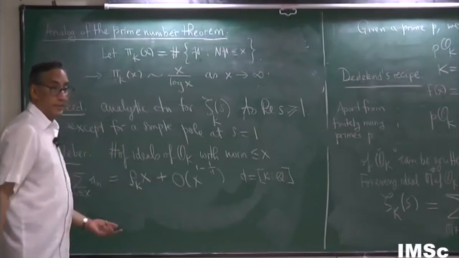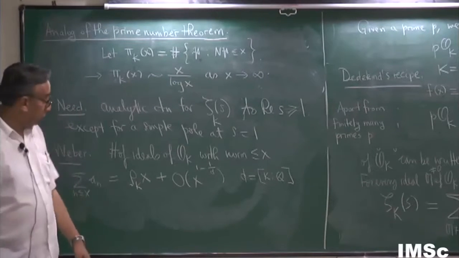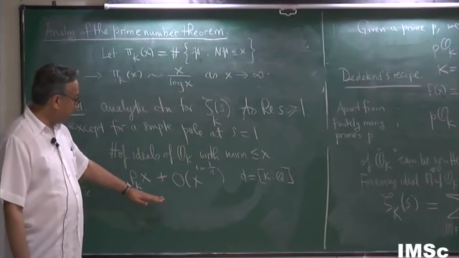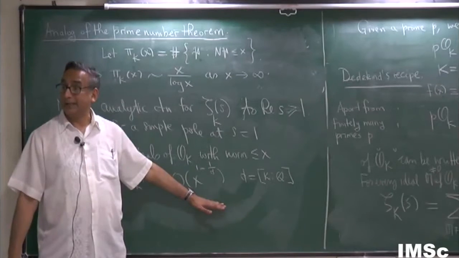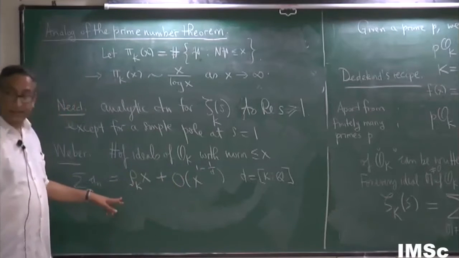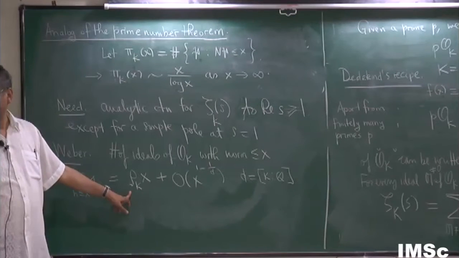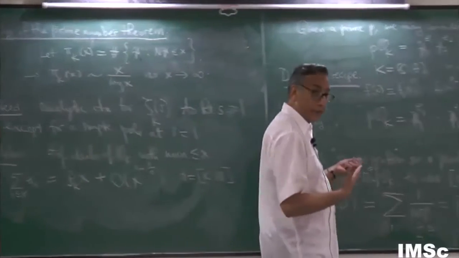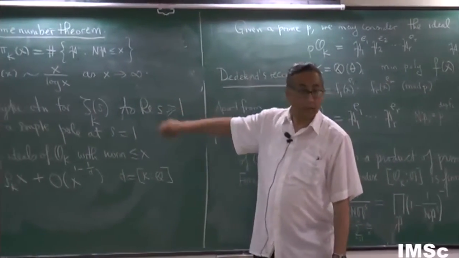Once you have this, you can use your partial summation lemma to show that the Dedekind zeta function has an analytic continuation up to real part s bigger than 1 minus 1 over d, with a simple pole at s equals 1 and residue equal to rho sub k. Okay? So at least you now get the Dedekind zeta function analytically continued to the region at least real part s bigger than or equal to 1.